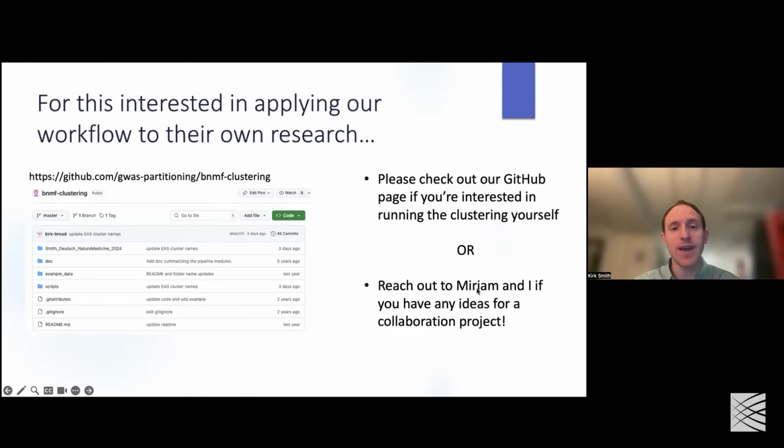And in line with that, for anyone that's interested in applying our workflow to their own research, we do have a GitHub page that, as I mentioned, we are constantly trying to update and make improvements to our workflow. So you're welcome to check this out and try running the clustering yourself. Or if that seems a bit overwhelming, feel free to reach out to Miriam or me if you have any ideas for a collaboration project.